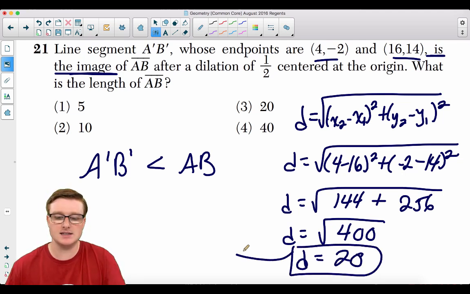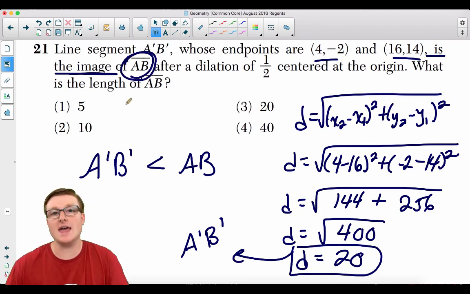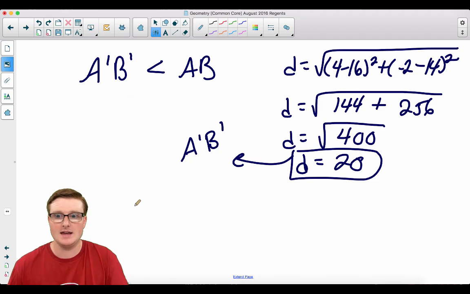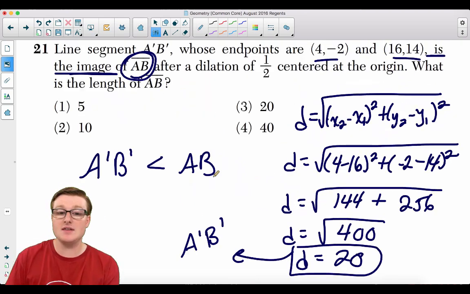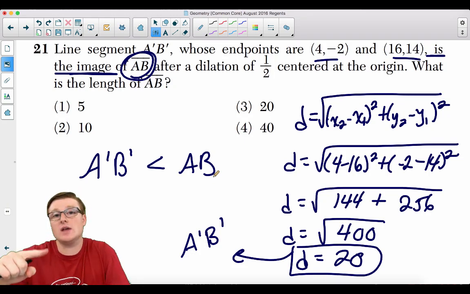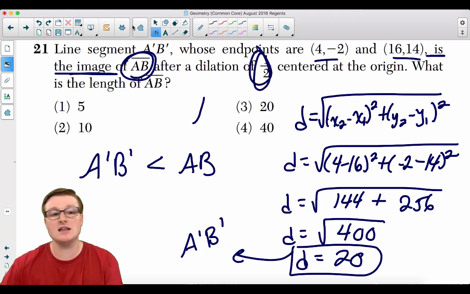Now that is the distance of line A prime B prime. What is the distance or the length of AB? Well, if the distance of A prime B prime is 20 and AB was dilated by a scale factor of a half, in order to get back to the original, you need to reciprocate the scale factor dilation.